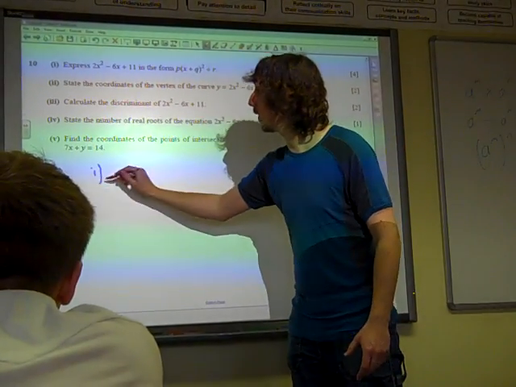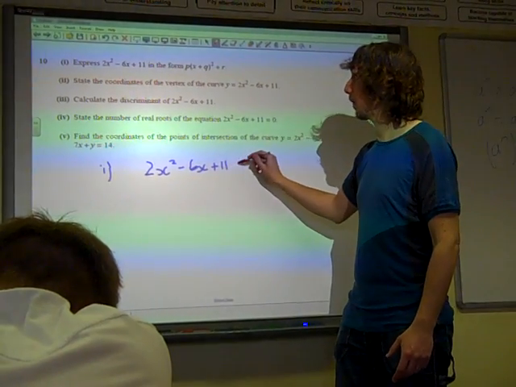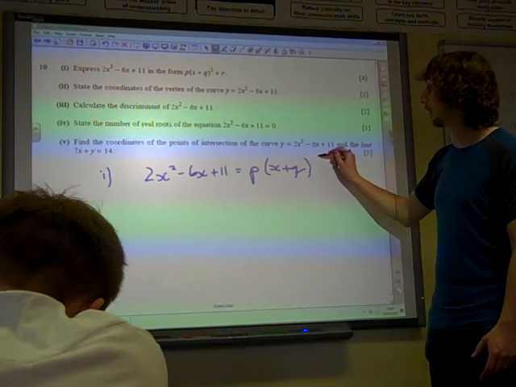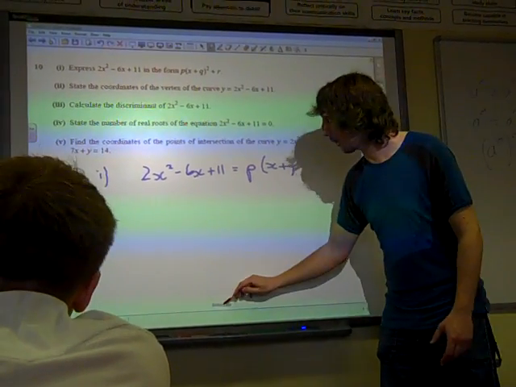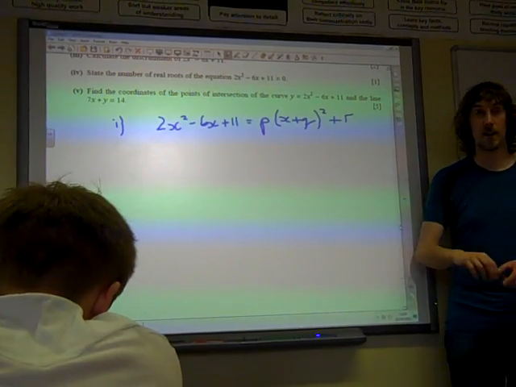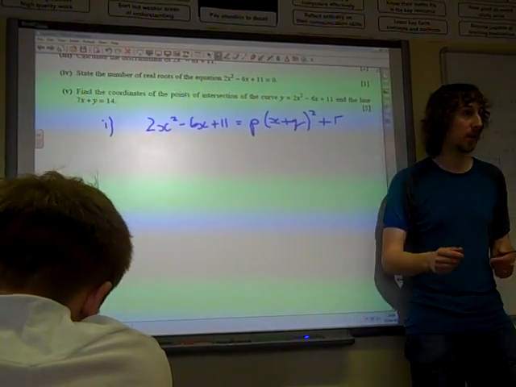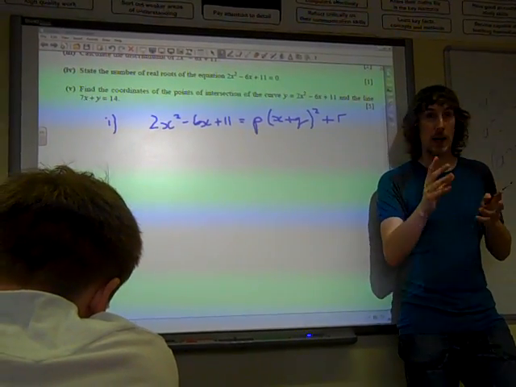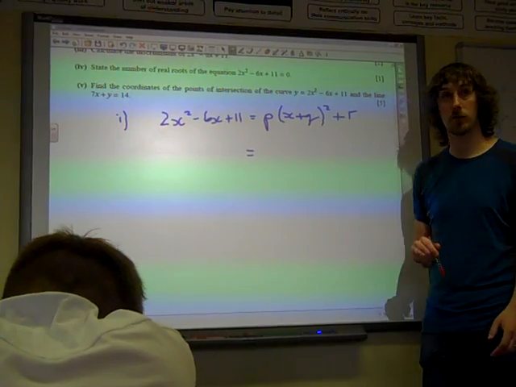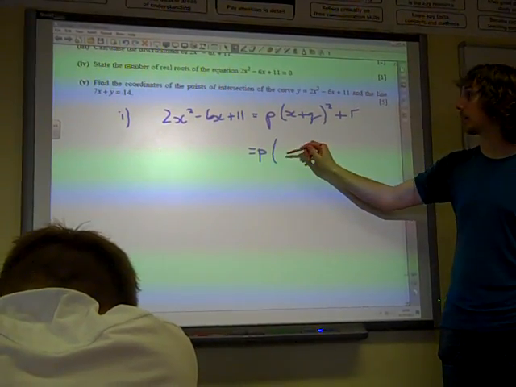This is about as bad as completing the square is going to get. Completing the square isn't going to get an awful lot worse than this. We've got to write that in the form p brackets x plus q all squared plus r. You may have another way that you do this, but I'm going to do it with comparing coefficients, a really systematic way, where we're not going to make any mistakes.